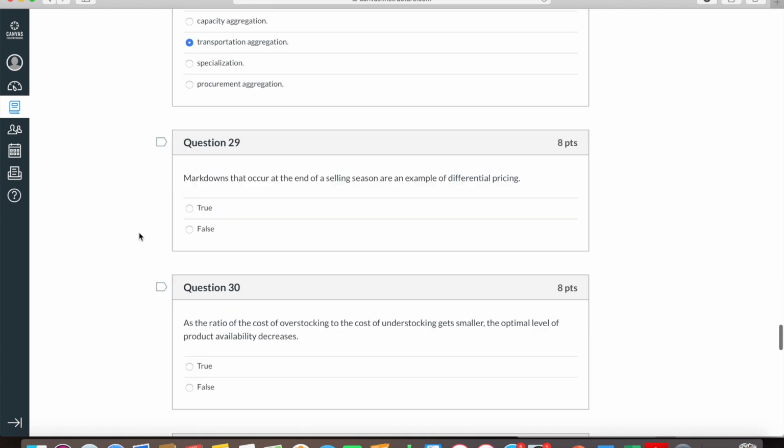So question 29. Markdowns that occur at the end of a selling season are an example of differential pricing. Like we spoke about earlier, differential pricing is like separating your customer group. So no, this isn't separating our customer groups. This is actually dynamic pricing because we're changing the price due to a certain time frame. At the end of the season, it's cheaper. At the beginning of the season, it's not marked down and therefore more expensive. So this is false. This is dynamic pricing, not differential pricing.